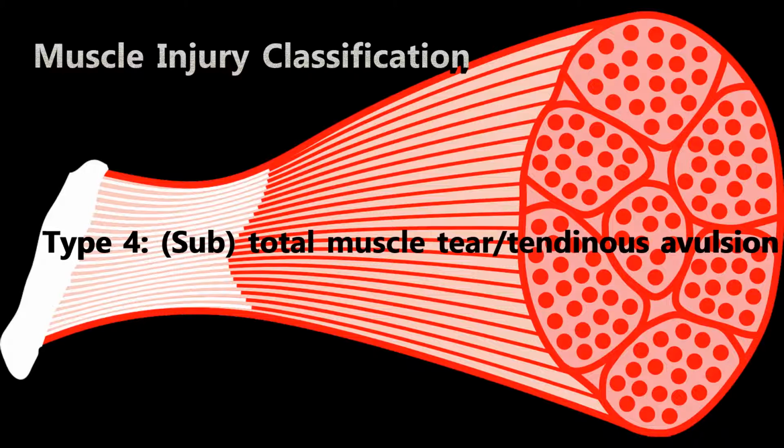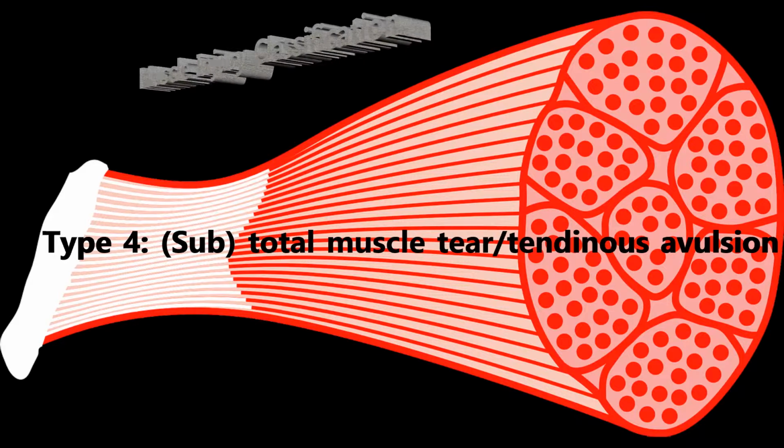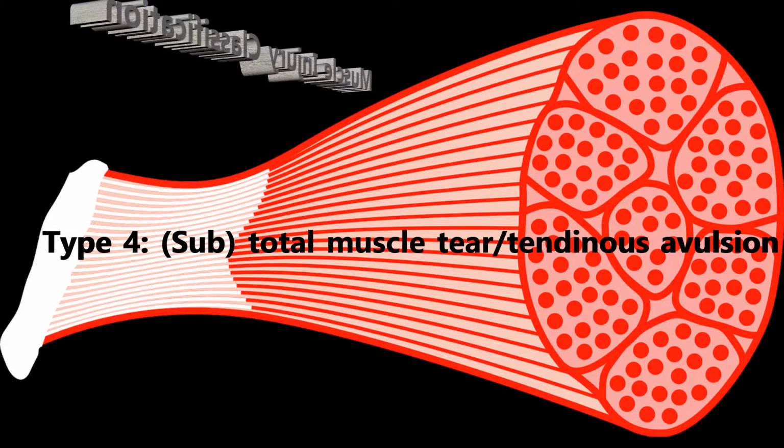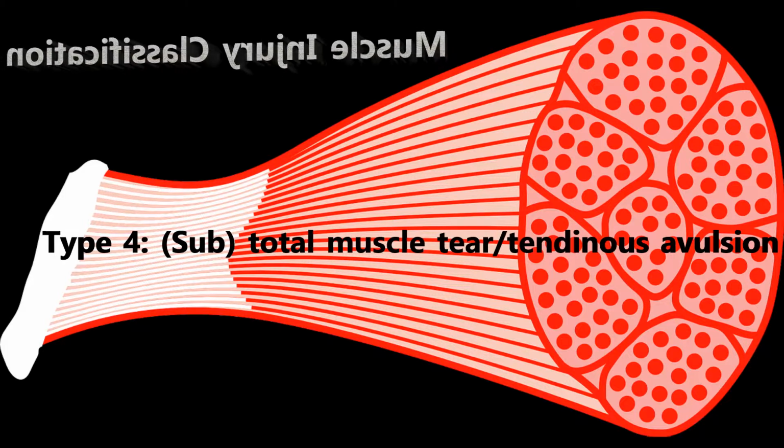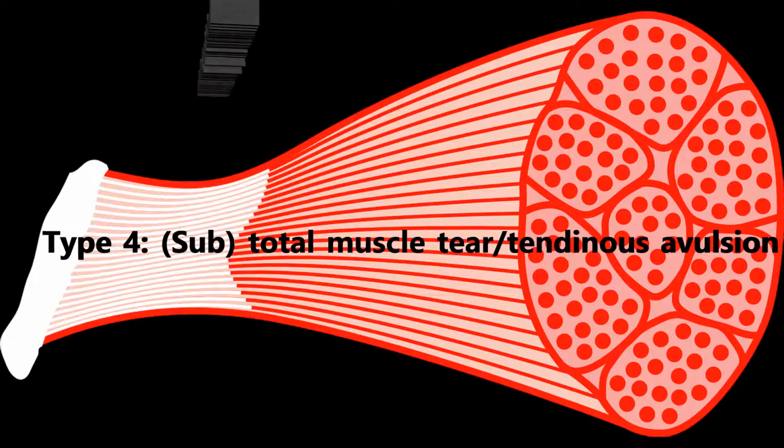Type 4, sub or total muscle tear, tendinous avulsion. This type of tear involves the subtotal or a complete muscle diameter or tendinous injury. There will be a dull pain at the time of injury with a very noticeable tearing. The athlete will often experience a snap, followed by a sudden onset of localized pain. There will be a large deficit in muscle strength with significant hematoma, and a gap can be palpated due to muscular retraction.